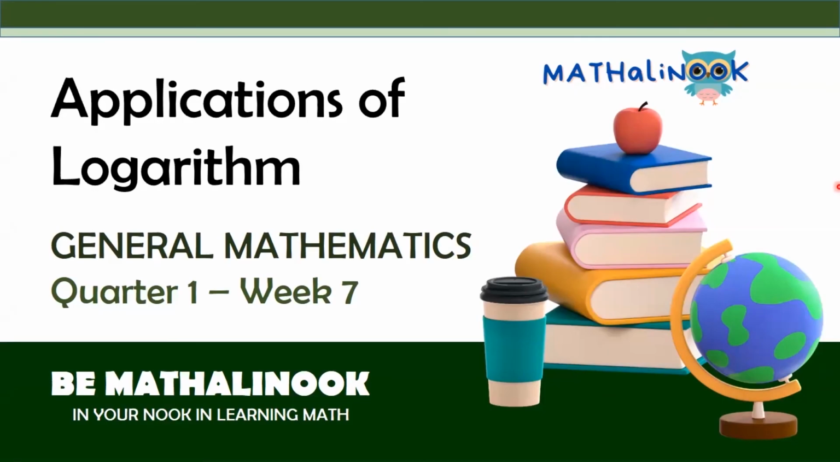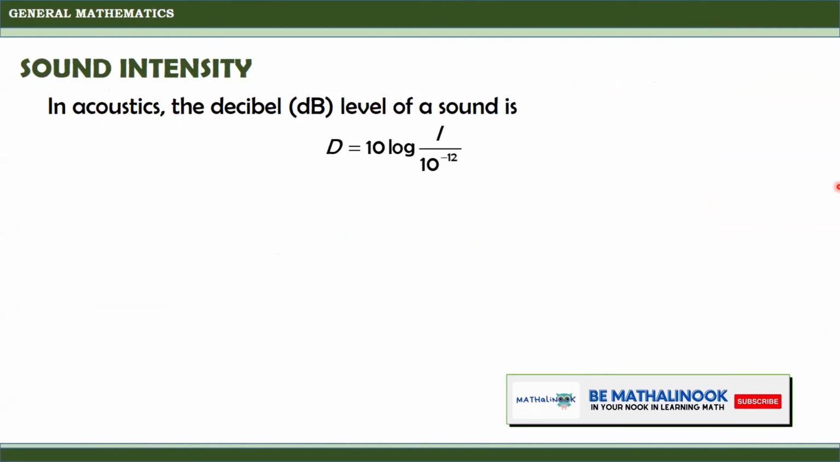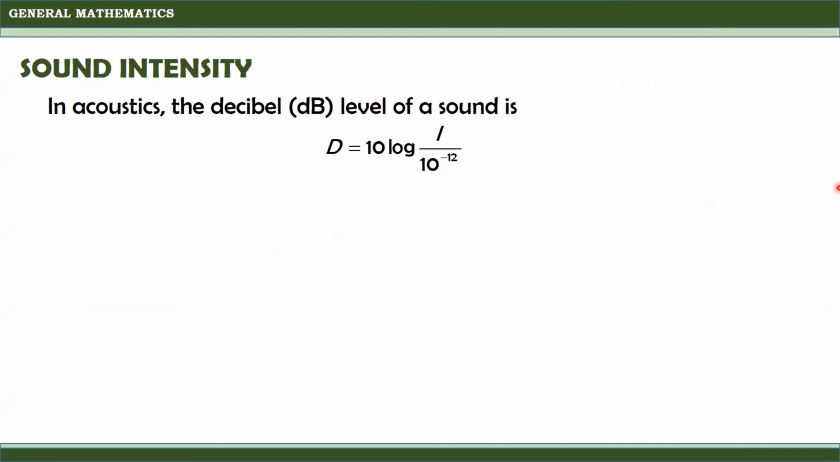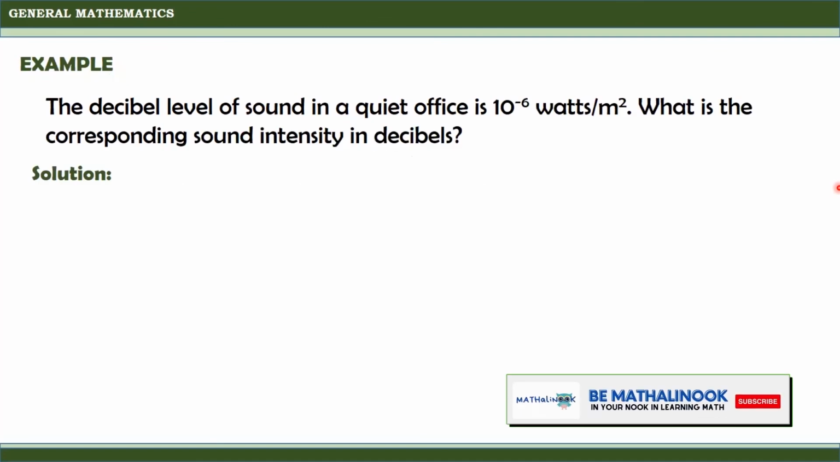Good day everyone! In this video, we will discuss applications of logarithm. One application of logarithm is the sound intensity. In acoustics, the decibel level of a sound is denoted by D equals 10 logarithm of I over 10 raised to negative 12, where I is the sound intensity in watts per meter squared. Note that the quantity 10 raised to negative 12 watts per meter squared is the least audible sound a human can hear. Let us consider this example.